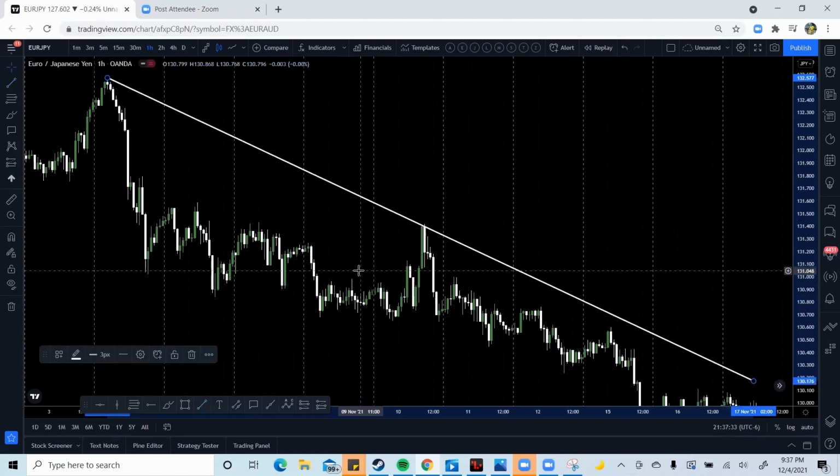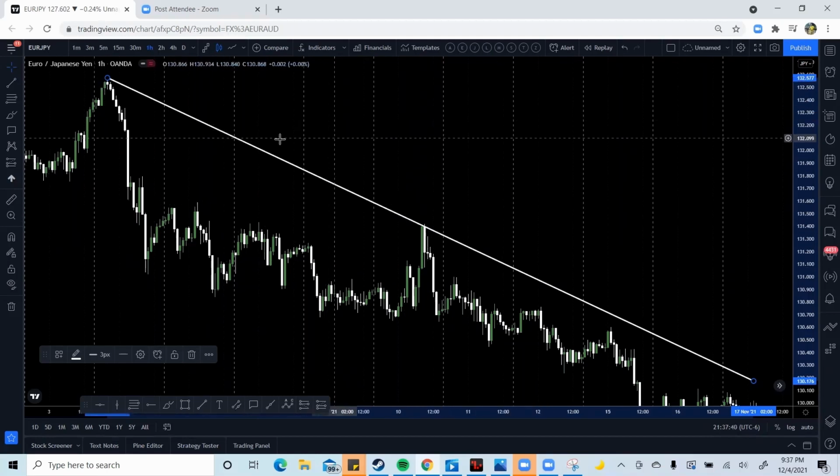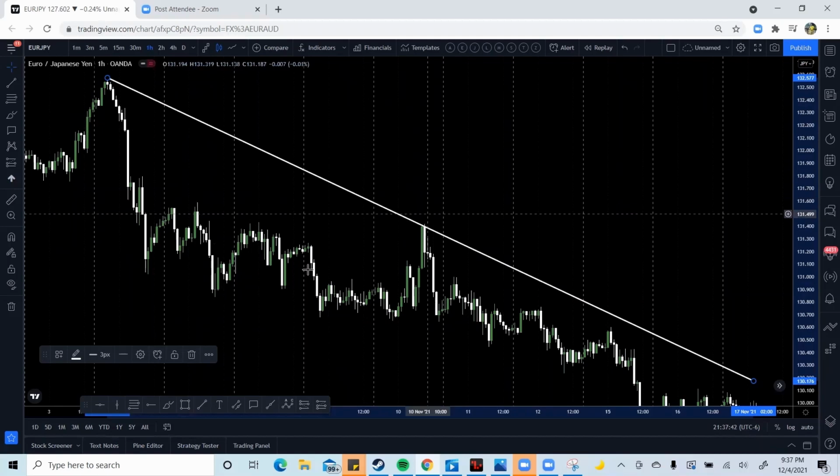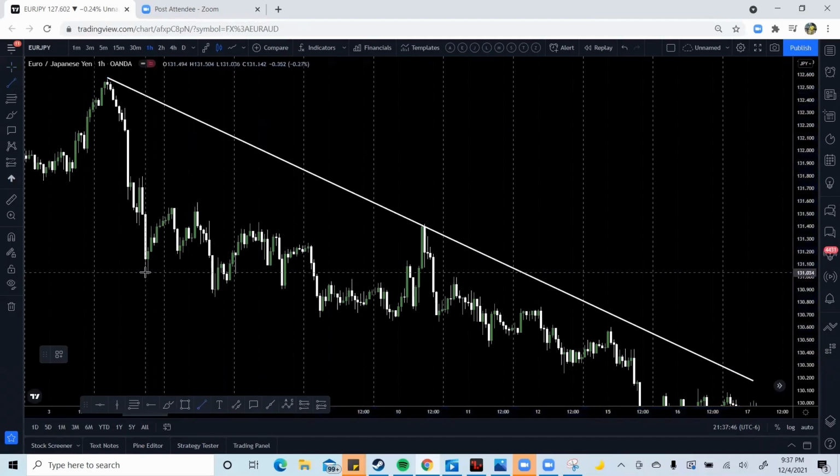I like to draw my trend lines from the close of price, see, from body to body. Some people like to draw their trend lines from wick to wick. It just depends on how you like to draw. You can also draw trend lines.